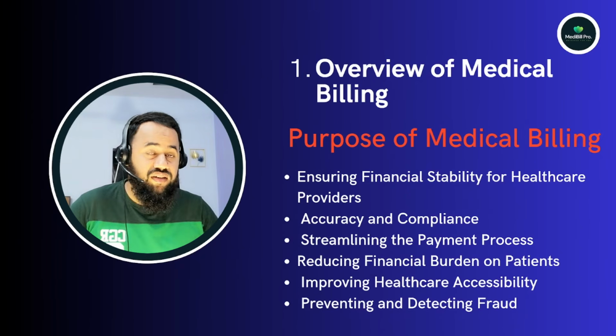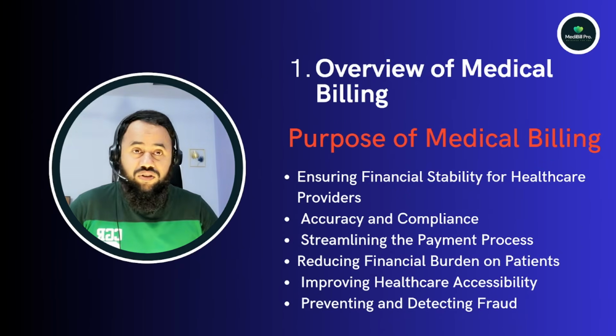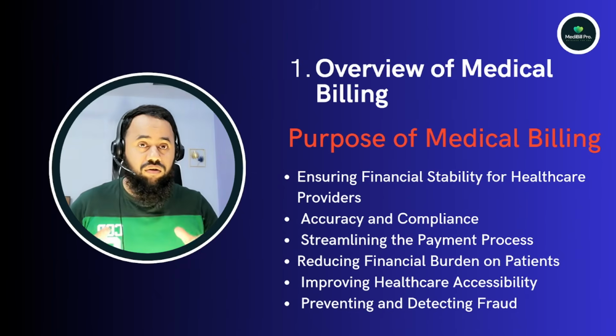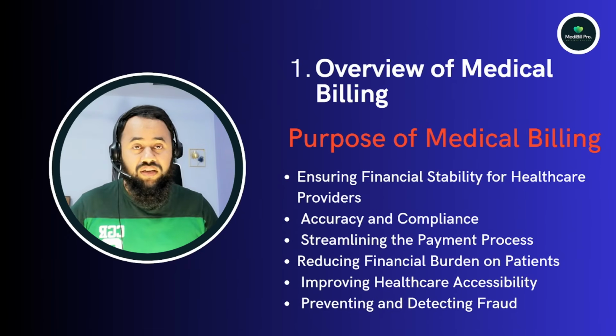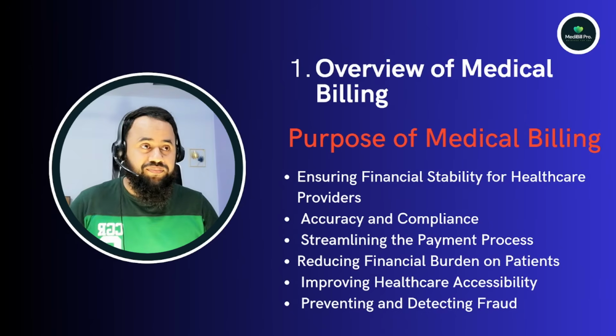Next is accuracy and compliance. Yes, everything needs to be accurate. We need to add all the codes in an accurate way. We need to add the patient's information in an accurate way. We need to be compliant with HIPAA, the Health Insurance Portability and Accountability Act. We need to follow all the rules, regulations, and guidelines. Okay, so in this way, we are going to make everything accurate. Every aspect needs to be correct so we can get the reimbursements.